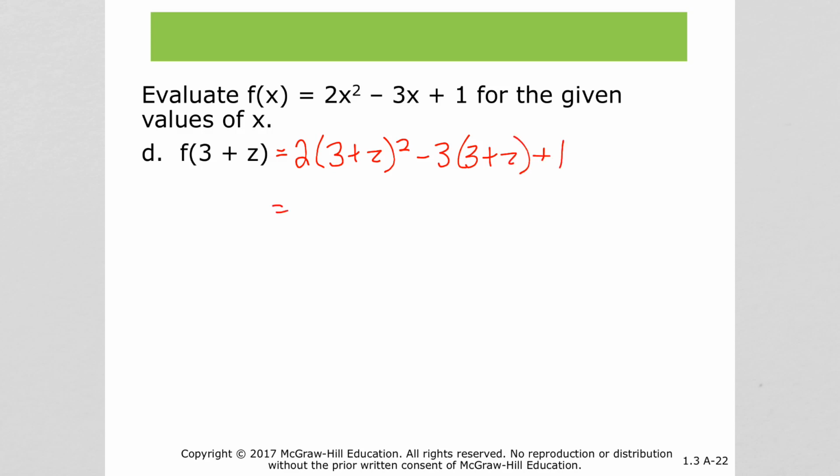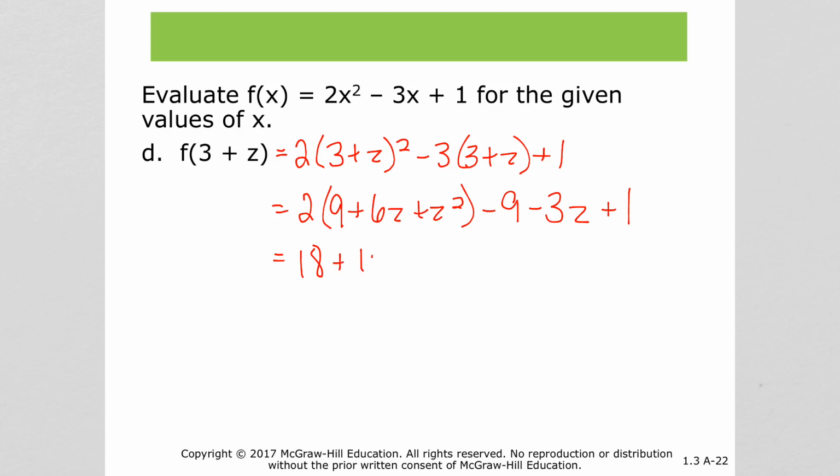Now 3 plus z squared, that's 3 plus z times 3 plus z. So you have to FOIL. You've got 9 plus 6z plus z squared. And then here we're going to distribute the negative 3. And I'm going to go through and distribute the 2. And then combine like terms, and we've got 2z squared plus 9z plus 10.